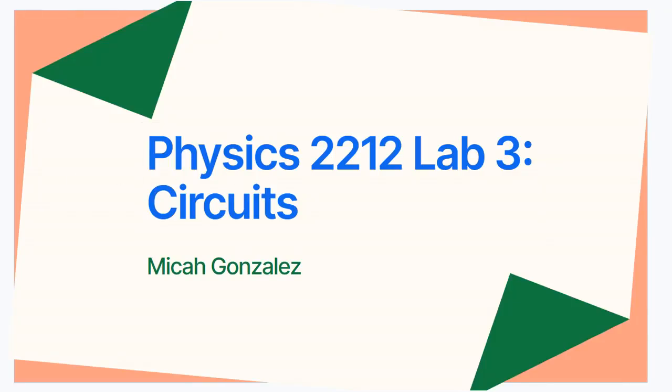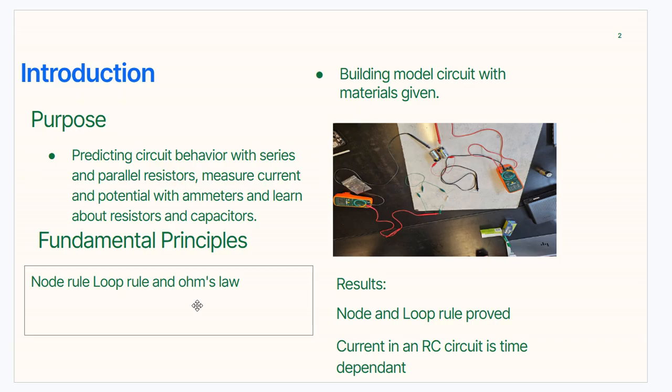622.12 lab 3 circuits. Purpose: predict behavior with series and parallel resistors, measure current and potential with ammeters, and learn about resistors and capacitors. Fundamental principles are node rule, loop rule, and Ohm's law. We build the model with materials given in the lab.